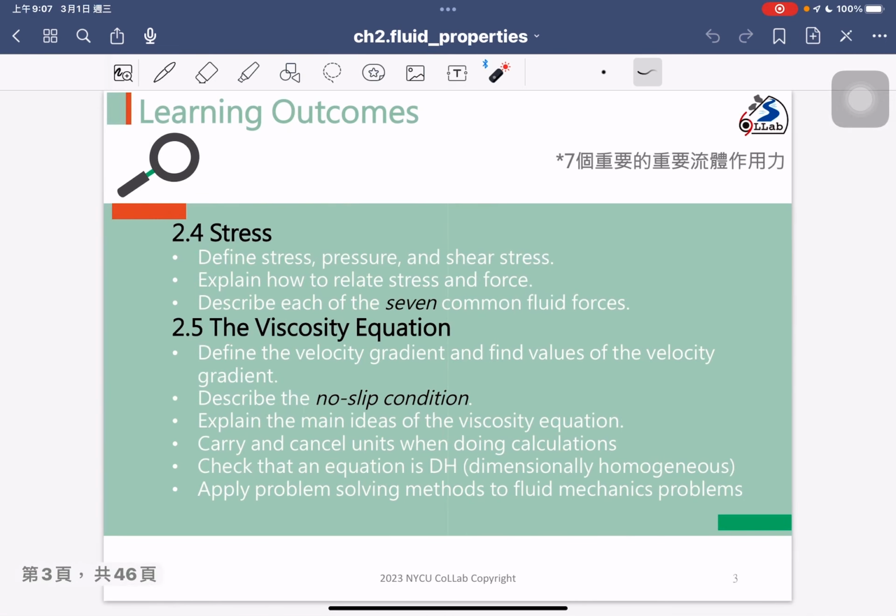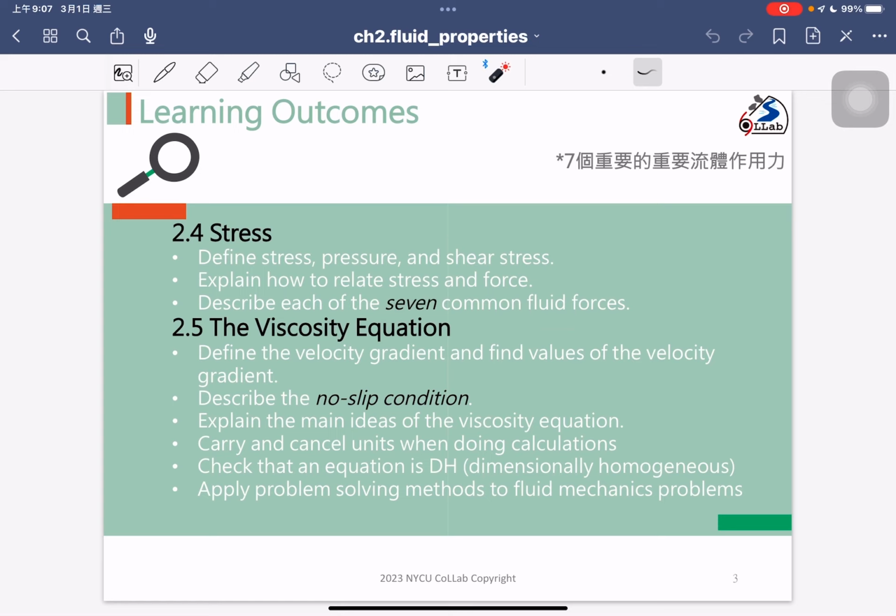Okay? So after I teach the important properties, at least the 8 in this chapter, I will tell you about stress. First, I need to define stress, pressure and shear stress. And then I can explain how to relate the stress and the force. So the most important thing here is that you will know a total of 7 fluid forces in this chapter.